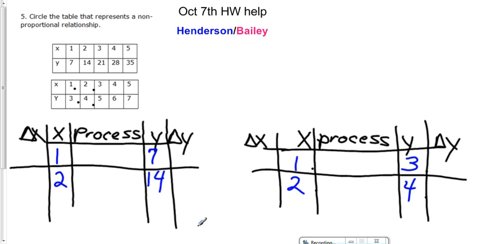Now we need to find out our delta y, how it changed. This one, 7 went up to 14. It went up positive 7, it increased by 7. The delta x, the change in x, is an increase by 1. So if we look at that, we have our delta y over delta x. Your change in y is 7 over 1.